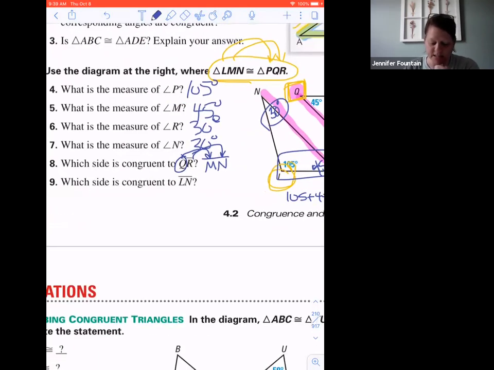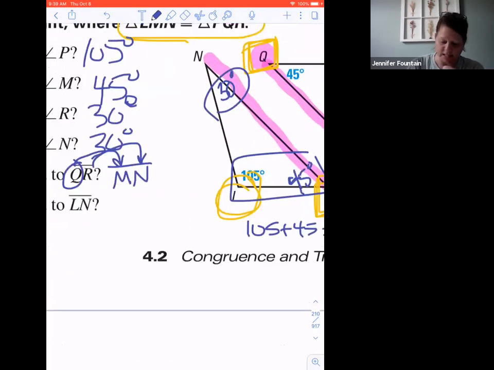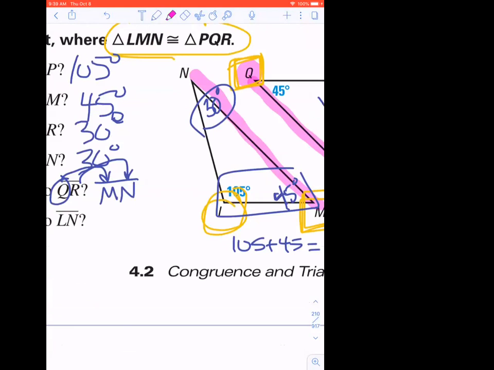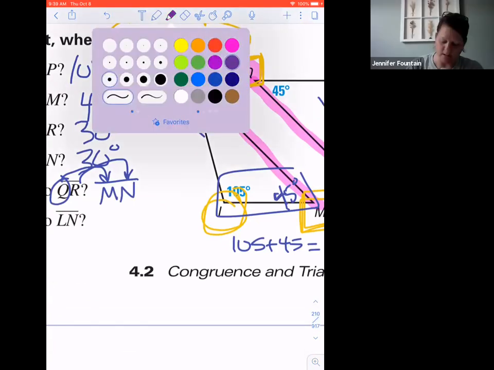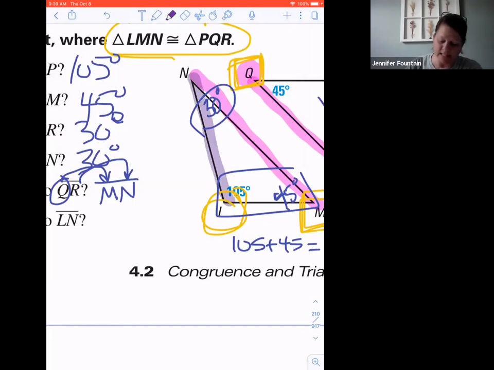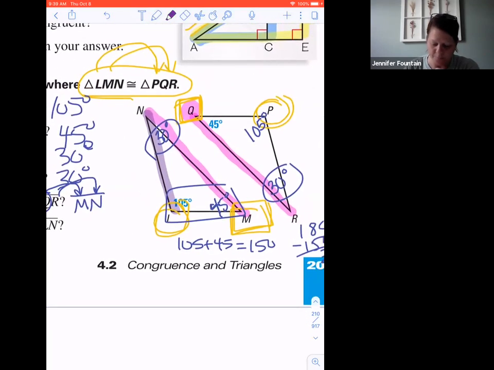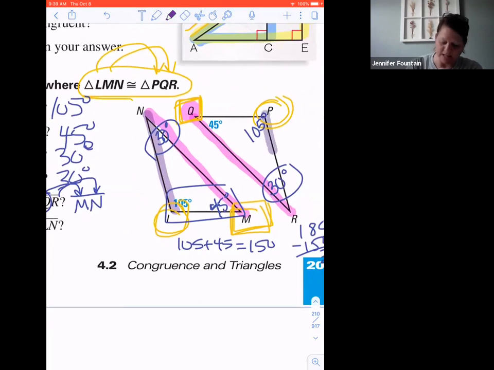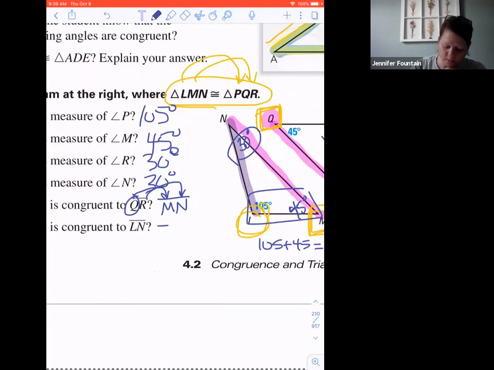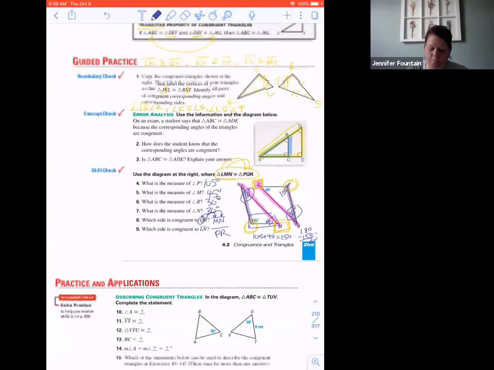So now which side is congruent to LN? PR. Okay. So LN, I'm starting at L and going to N. So I've got to go to my corresponding point with L, which is going to be P, and do PR. Okay, so going in the same order, PR. Any questions on that? Are you feeling okay about it?